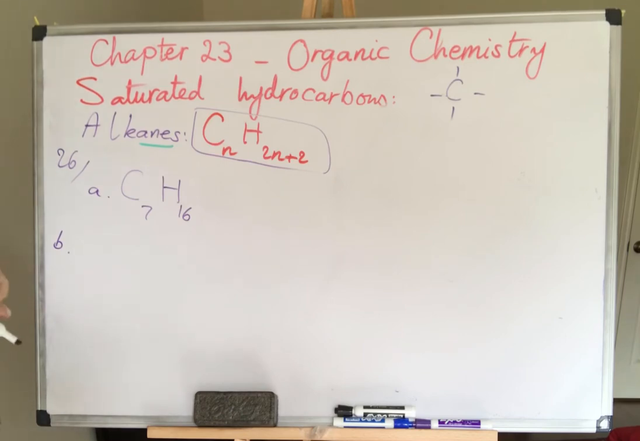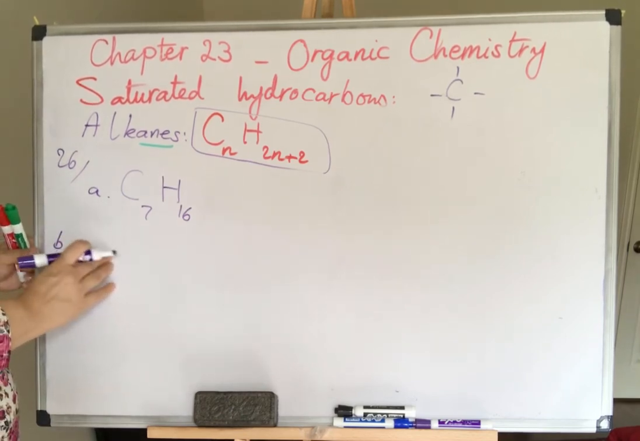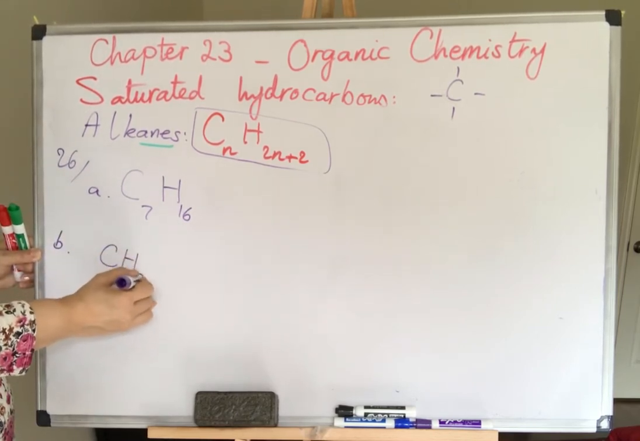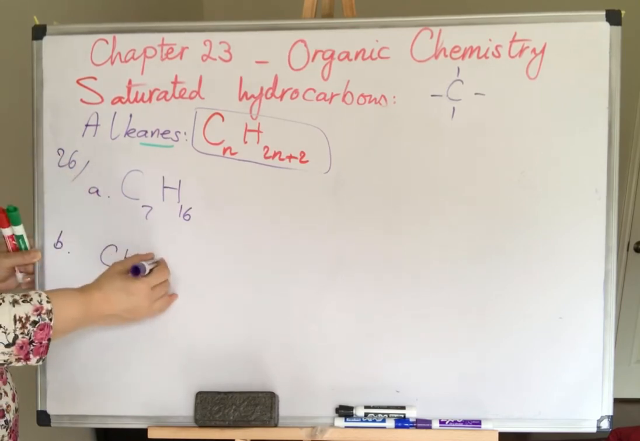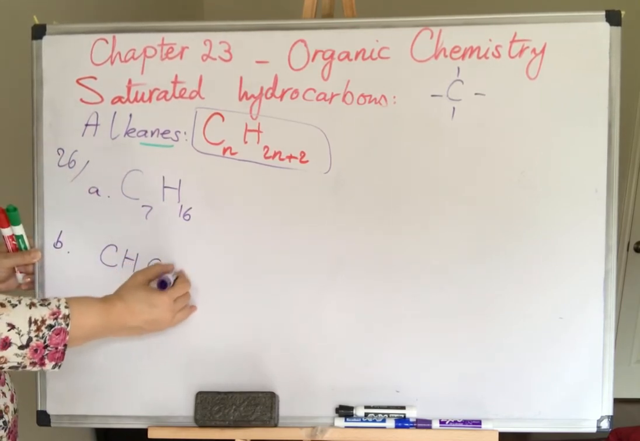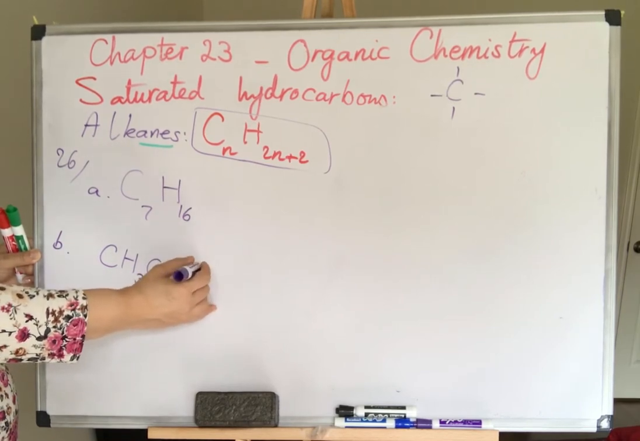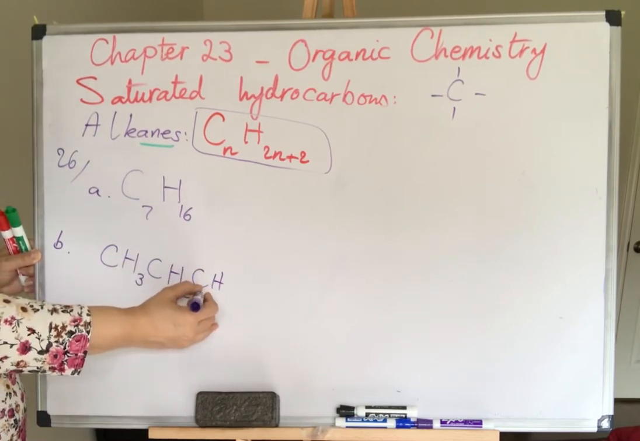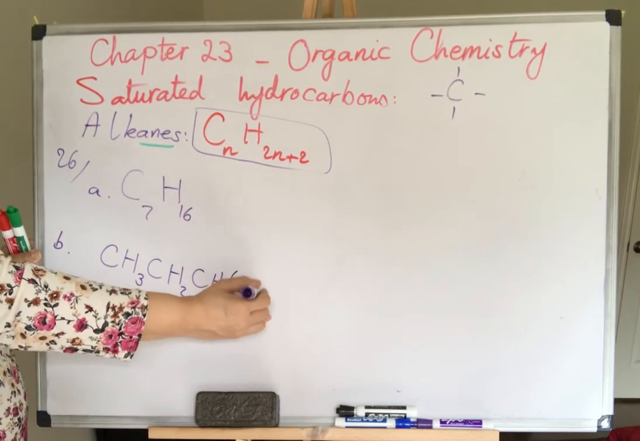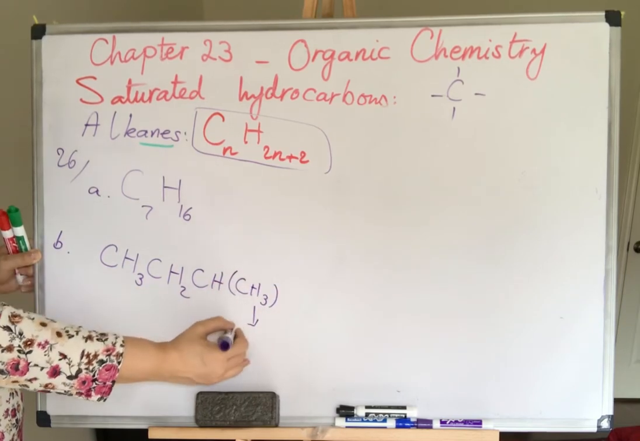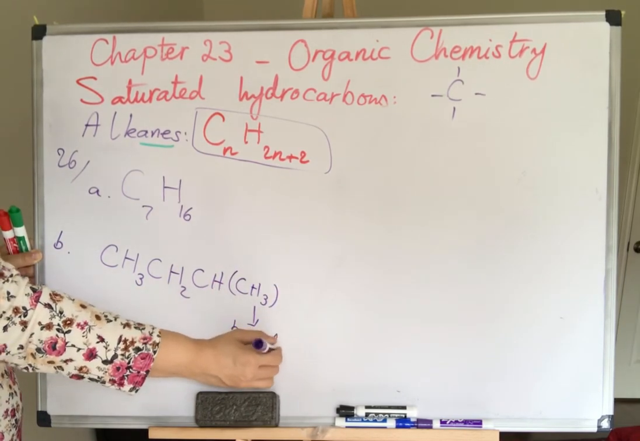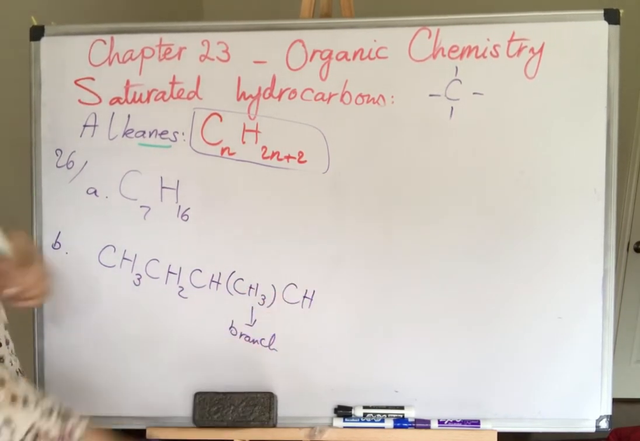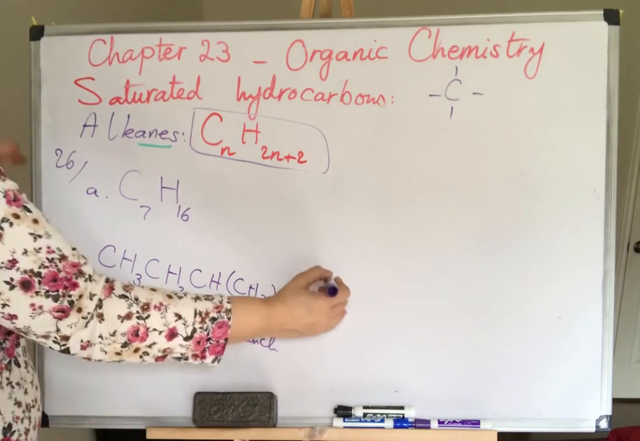The second part is asking for writing the condensed structural formula. When you go from the model to condensed, you put the first carbon, and how many hydrogens do you see around it? 3. Move to the next carbon. How many hydrogens do you see around it? 2. The same for the next one, you have a CH and then a CH3 sticking out. We show the CH3, which is a branch, in parentheses because it's sticking out, and then you have a CH.